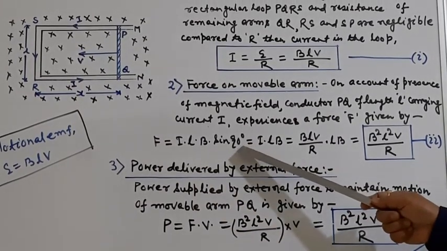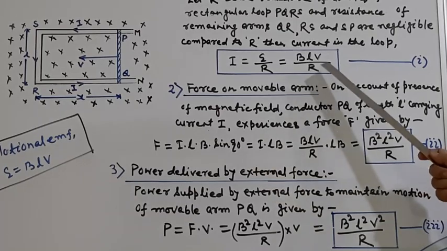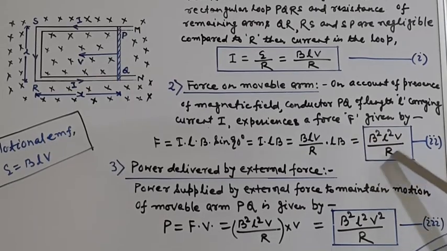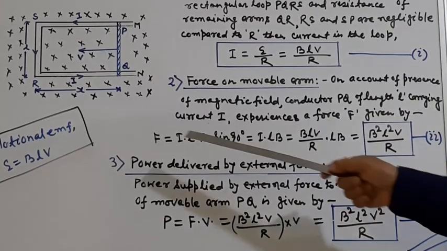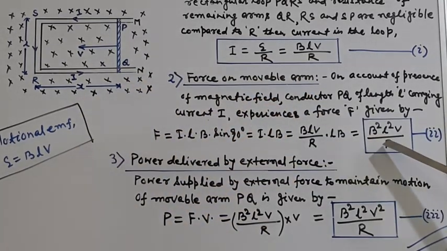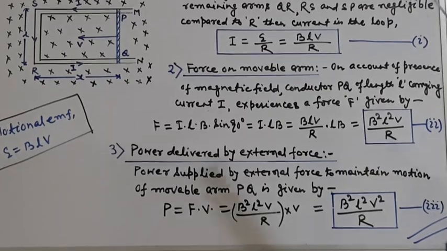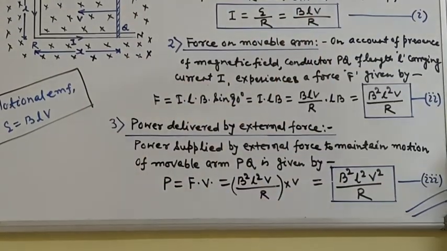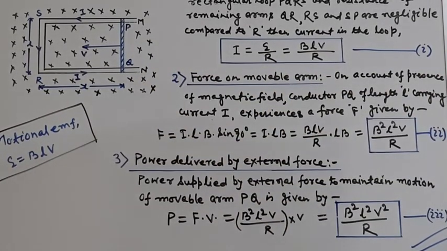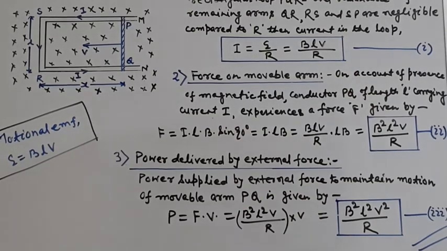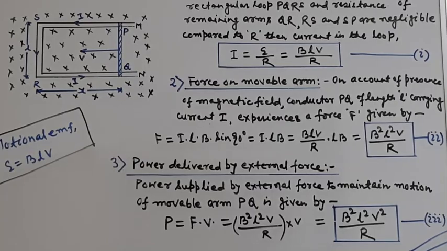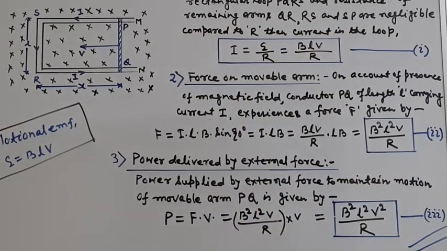So ILB sine 90 degrees is ILB. So in the place of I we can put this value BLV by R, into L into B. It becomes B squared L squared V by R. So the force experienced by this movable arm PQ is equal to B squared L squared V by R. And this force due to induced current acts in the outward direction, opposite to the velocity of the arm PQ. And this force arises due to the drift velocity of the charges which is responsible for the current in the conductor.